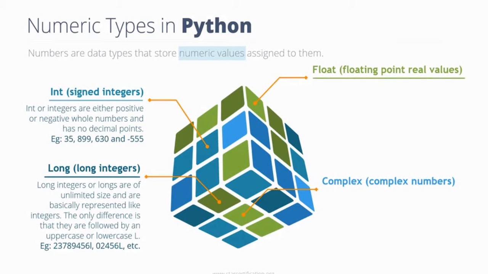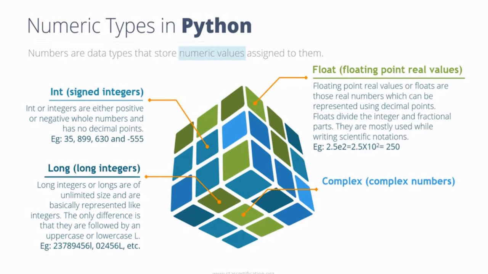Float, or floating point real values. Floating point real values are also called floats. They are those real numbers which can be represented using decimal points. Floats divide the integer in fractional parts. They are mostly used while writing scientific notations.